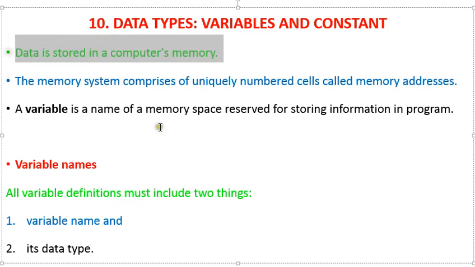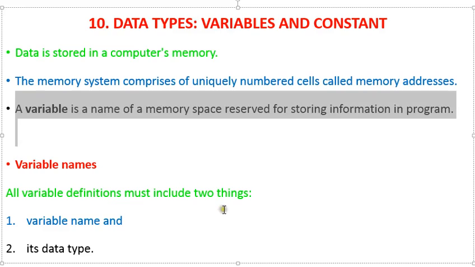We know data in a computer is stored in the memory of the computer. And this memory is a space in the computer which contains uniquely numbered cells. It has different cells and each cell has a number, and that number is called the memory address. That's the address of that memory slot. So with this we define a variable as a name of that memory space which is reserved for storage of data. Therefore, a variable is nothing but the name of the memory space which is reserved in the computer so that you can store any data.